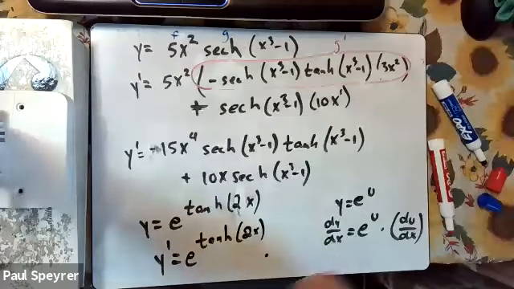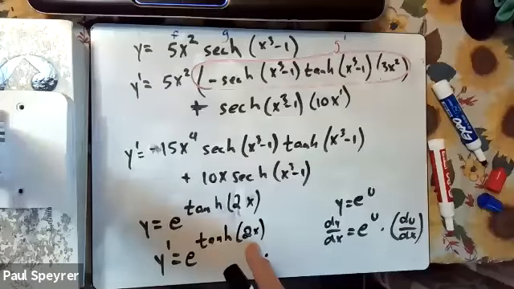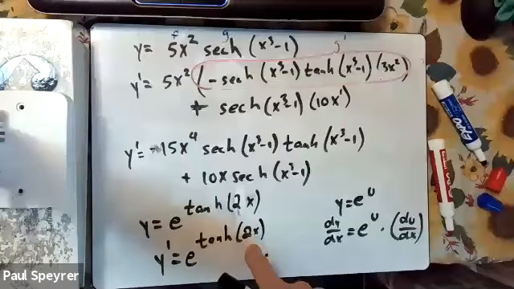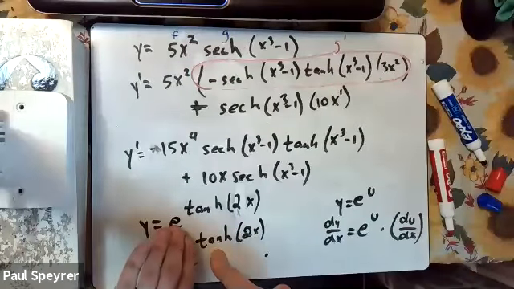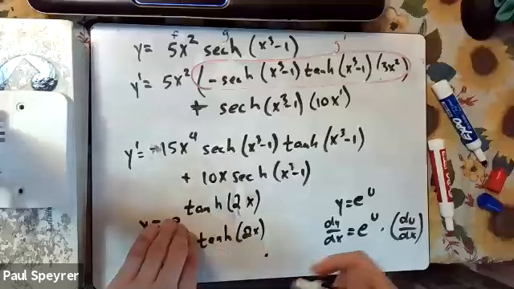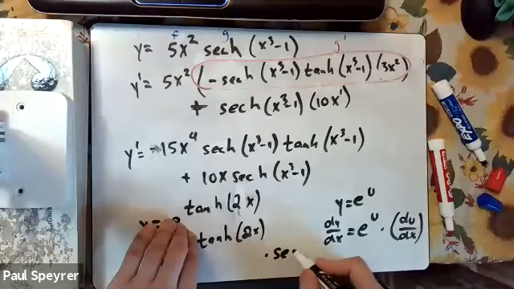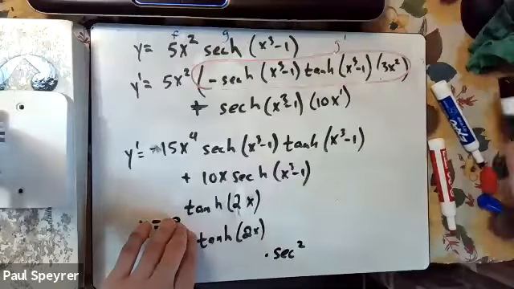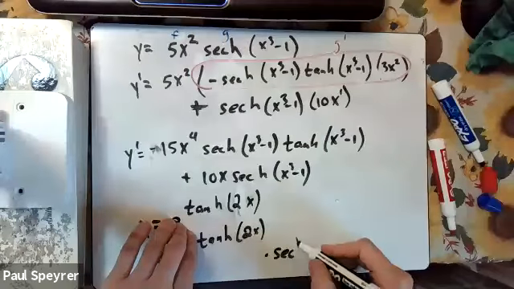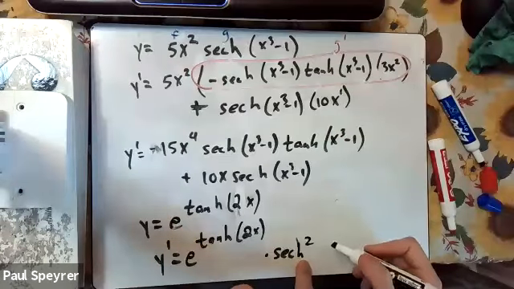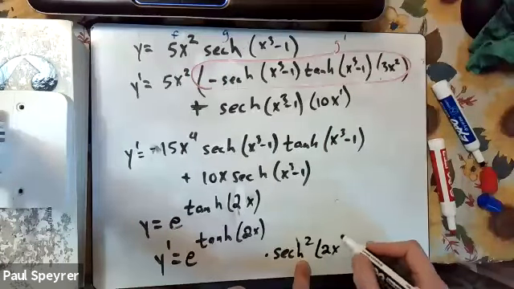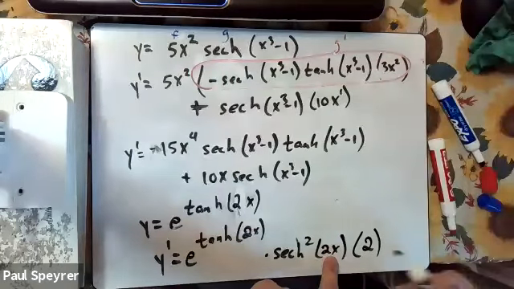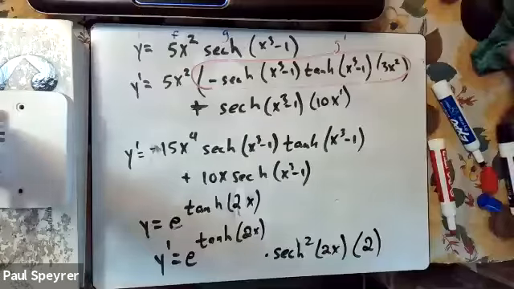And then we go times, we have to derive this piece right here. What's the derivative of hyperbolic tangent of 2x? Well, let's start from here, right? What's the derivative of hyperbolic tangent? It is hyperbolic secant squared of 2x. And then we have to derive the inside of that, right? Continuing the chain, we get times 2 because the derivative of 2x is 2.